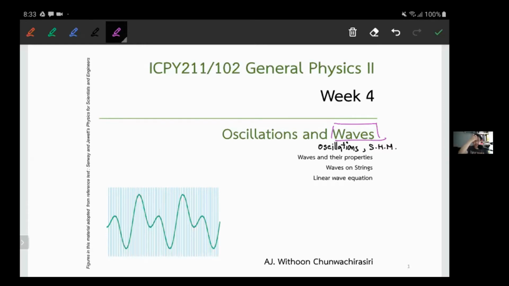Okay. So we're going to see how the oscillations and waves are related, and how we're going to use mathematics to describe these two phenomena here. Okay, so it's kind of fun. I kind of like it. All right. However, today's topic will be another kind of mathematics that we're going to use.